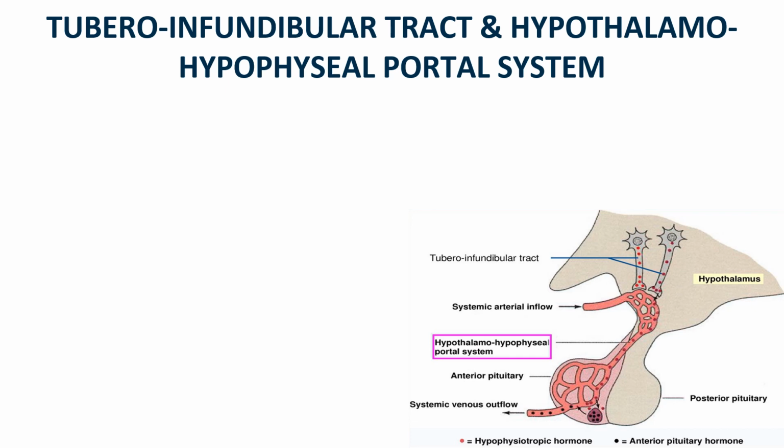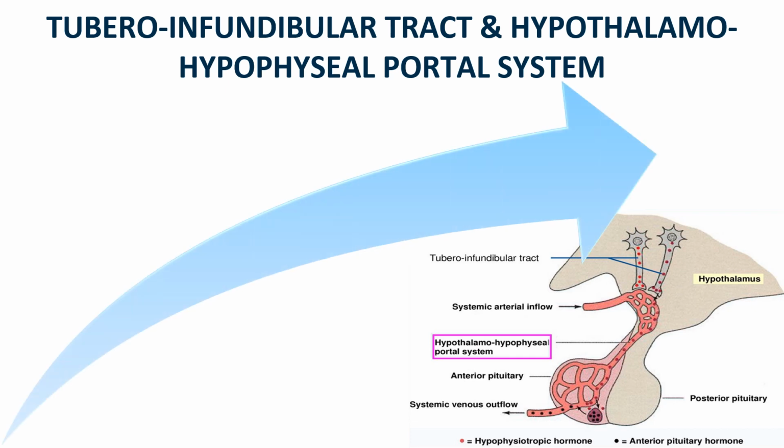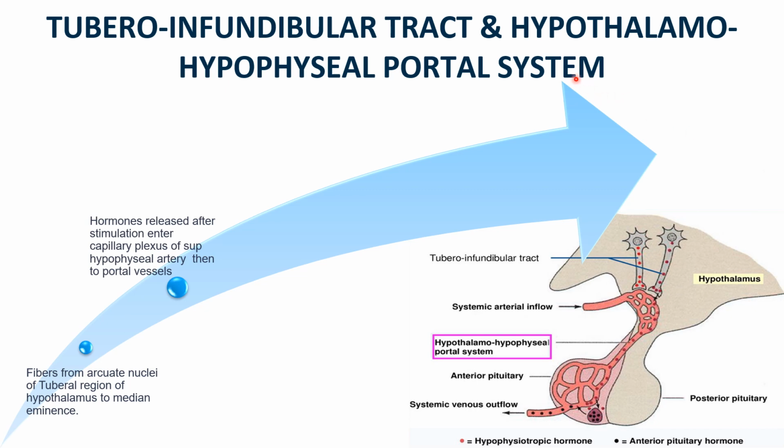Tuberoinfundibular tract and hypothalamo-hypophyseal portal system. The cell bodies of the hypothalamic neurons synthesize certain releasing and inhibiting hormones, which are conveyed by the infundibular tract to the median eminence region, where they are stored in the nerve terminals. After this, the hypothalamic neurons are stimulated by nerve impulses.